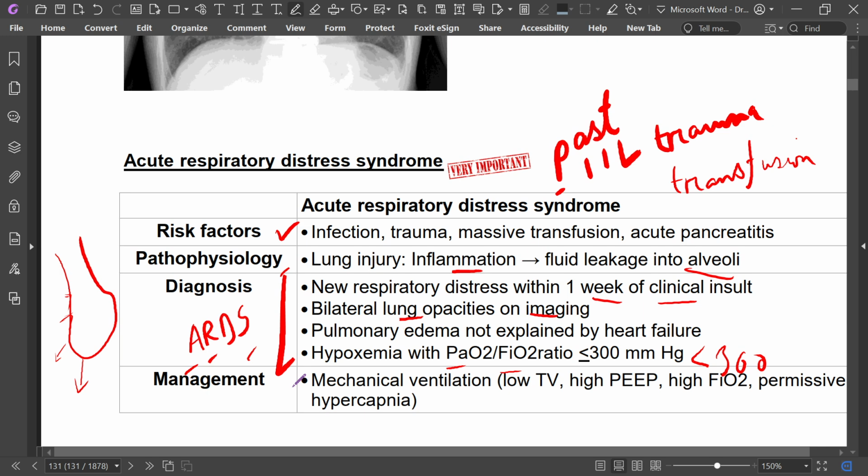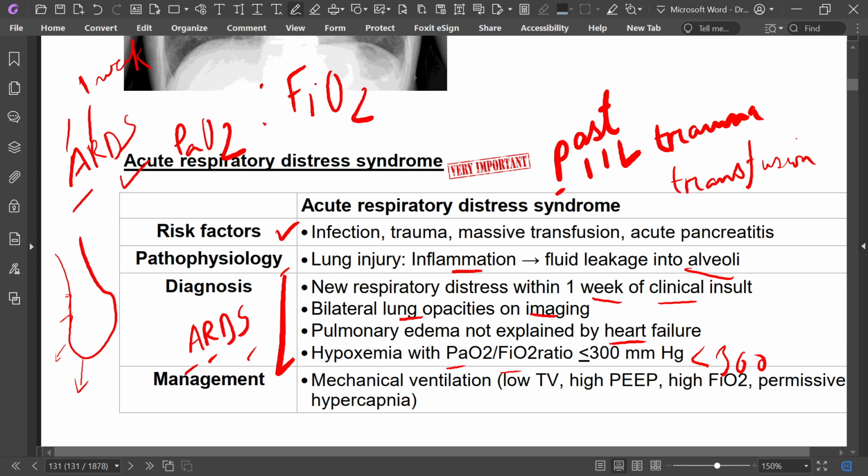And symptoms of pulmonary edema not explained by heart failure or any sort of volume overload. So for the diagnosis of ARDS: abnormal chest x-ray, that means bilateral lung opacity on imaging; respiratory failure within 1 week of clinical insult; PaO2/FiO2 ratio less than or equal to 300; and symptoms of pulmonary edema not explained by heart failure or volume overload.